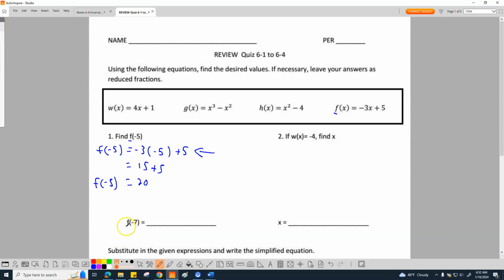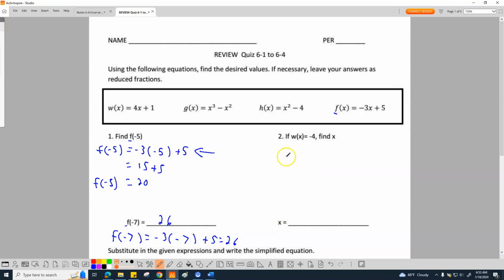How do you set this up? Remember, it says find the equation f. Cool. I'm going to find the equation f, and then I'm going to set it up, -3. I'm going to put in parentheses instead of having an x. And what am I plugging in? -7. So you can go ahead and solve that yourself. I can tell you right now, -3 times -7 is positive 21. Plus 5 is 26. So that's what we have for our answer here.